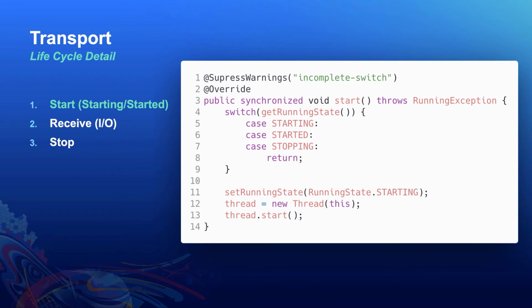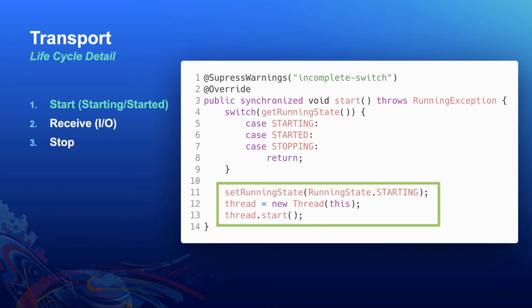Looking at the lifecycle from a code standpoint, in the start stage, you will see that we override the start method. This is where you will handle the starting of the connector once the user requests to turn it on. We set the running state to starting, instantiate a new thread, and start that thread. This will kick off the run method and allow us to begin moving data in and out of GeoEvent.